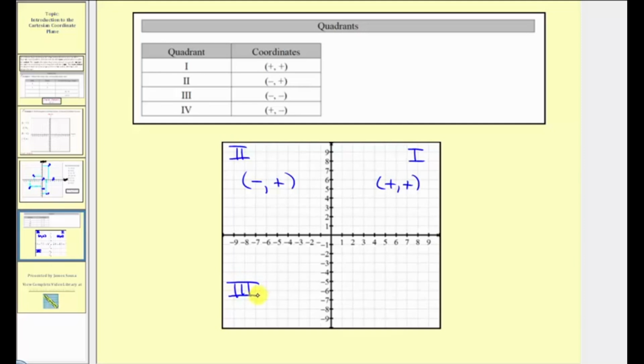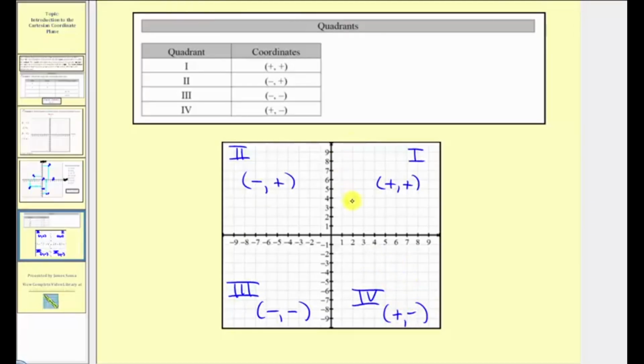This is where the input is negative and the output is negative. And finally, we have the fourth quadrant here. Notice how we're using Roman numerals to indicate the quadrant. And quadrant 4 is where the input is positive and the output is negative.